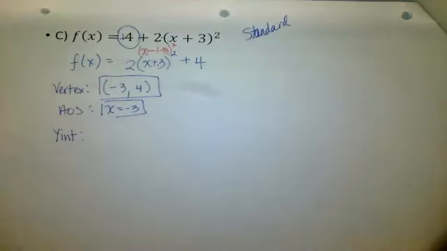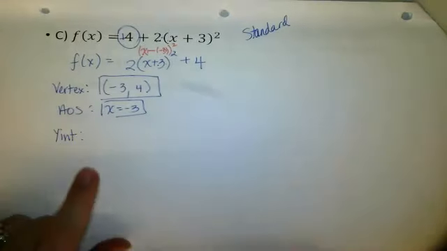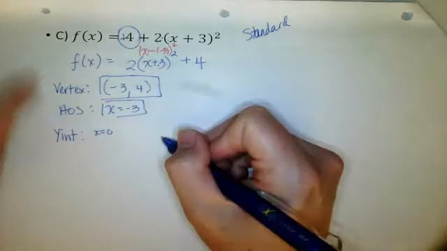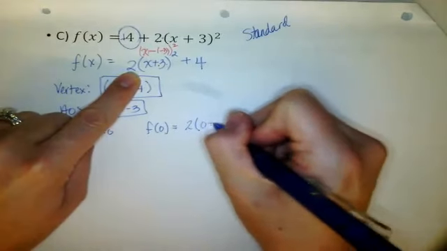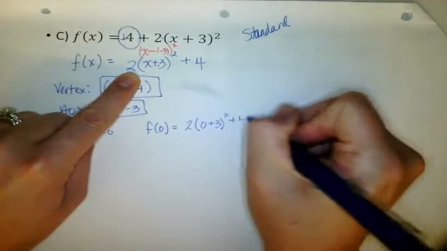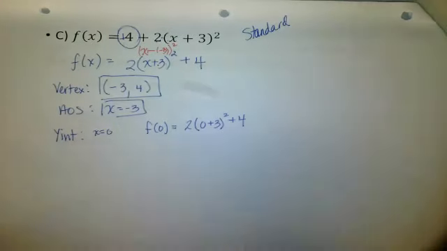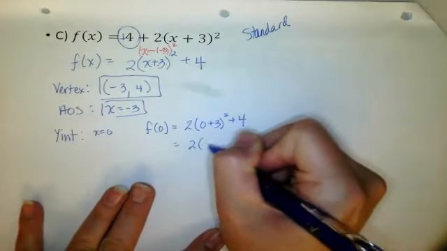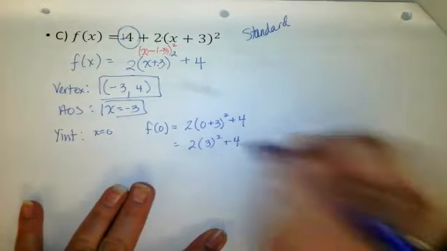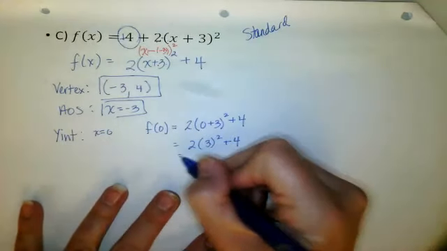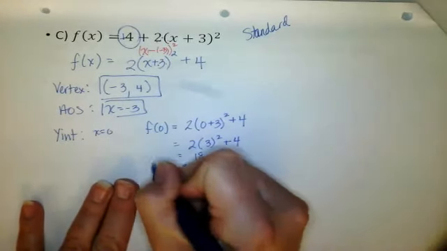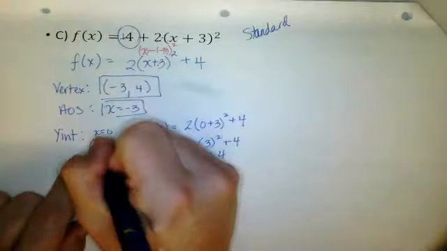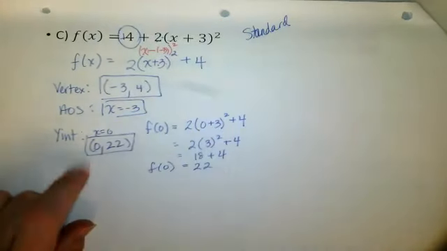Y-intercept. How do you find a y-intercept? Set x to 0. X equals 0. So we can do that. So I'm going to plug in a 0 for x. So 2, and then 0 for x. And then all I have to do is do a little bit of simplifying. 3 squared is 9, times 2 is 18, plus the 4, so we get 22. So we have an ordered pair of 0, 22, and that's the y-intercept.